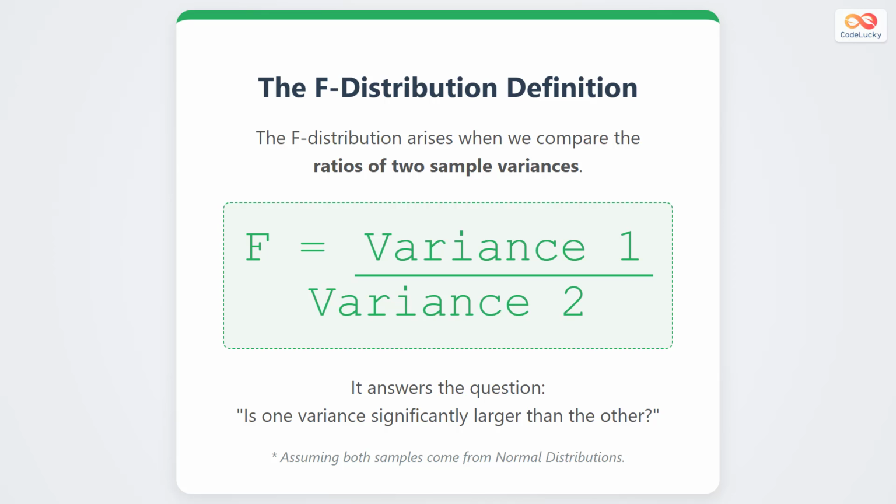So, what exactly is the F-distribution? At its core, it is the probability distribution of the ratio of two independent sample variances. It allows us to answer a critical question: is one variance significantly larger than the other? This assumes that the populations we are drawing from are normally distributed.